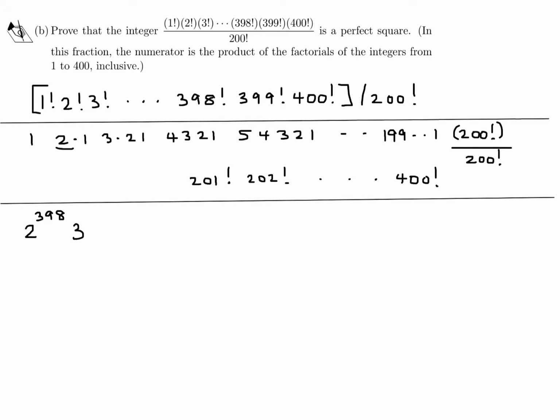Very similarly, 3 will appear everywhere except here and here, right? The first 2 factorials. So you'd think, okay, there's 400 factorials, 3 will appear 398 times. But it doesn't appear there because that one vanishes. So the 3 appears 397 times. And so on, right? The 4 appears 396 times. The 5 appears 395 times. And so on.